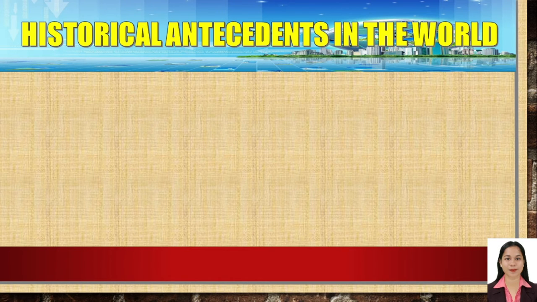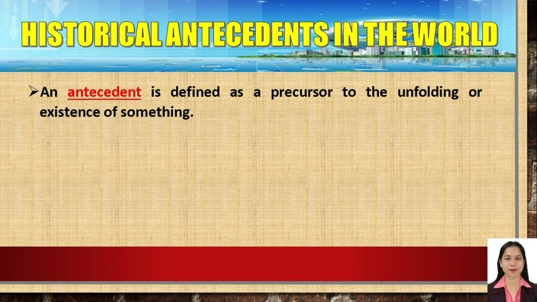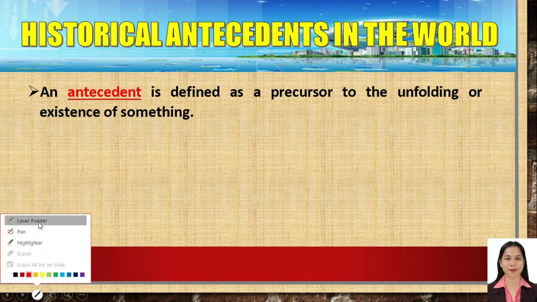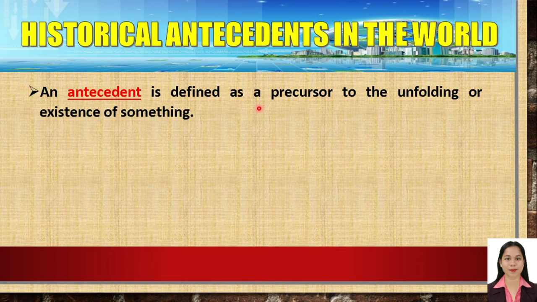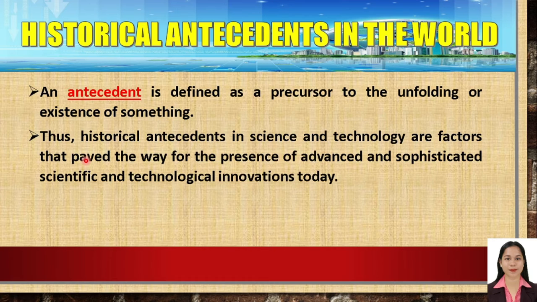This section also emphasizes the various social, cultural, economic, and political impacts of scientific and technological innovation throughout history. So let us first define what is antecedent. What is the meaning of antecedent? An antecedent is defined as a precursor to the unfolding or existence of something.